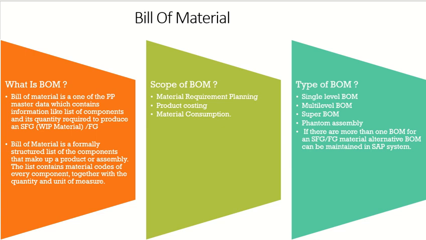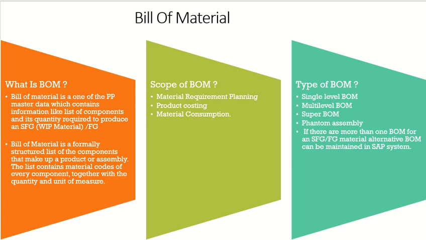And the other we use is finished good. FG stands for finished good. SFG stands for semi-finished good. So when we produce any finished good product, then we consume some of the semi-finished goods and then we prepare our finished good product to sell in the market.